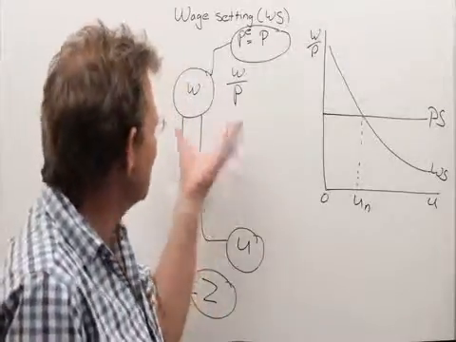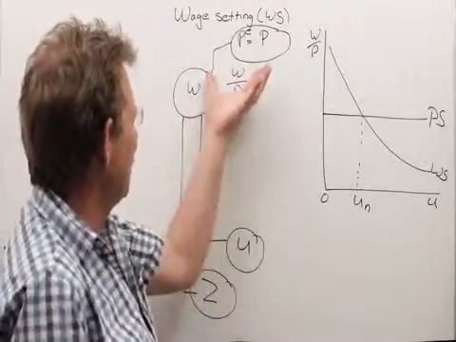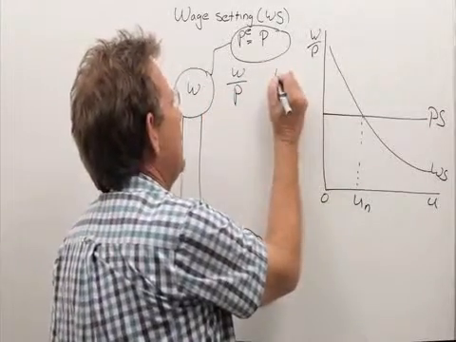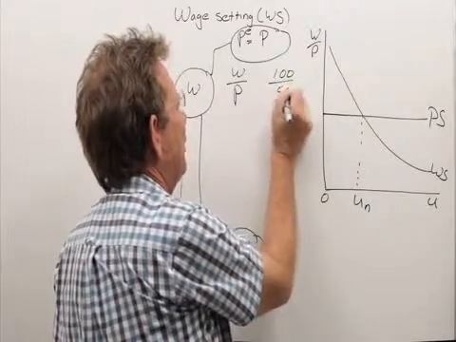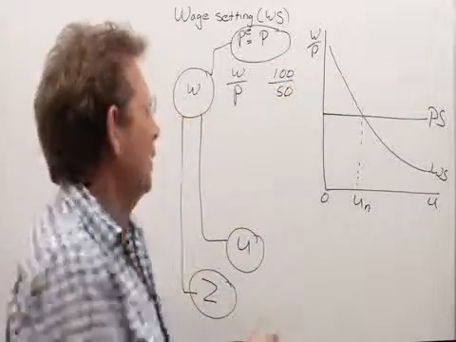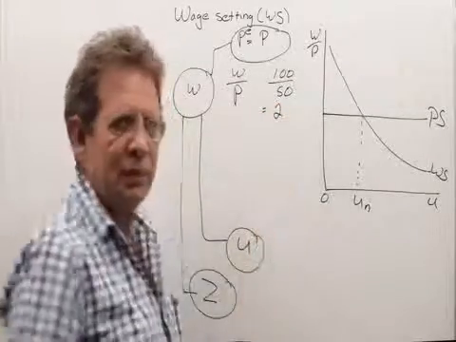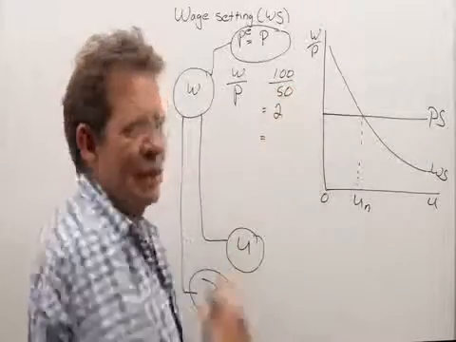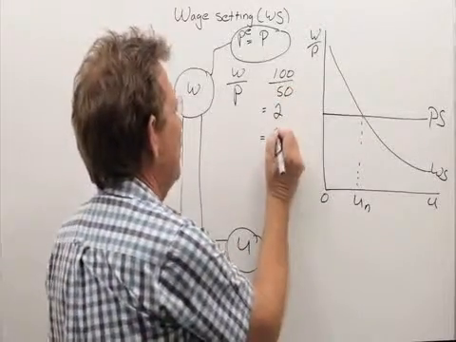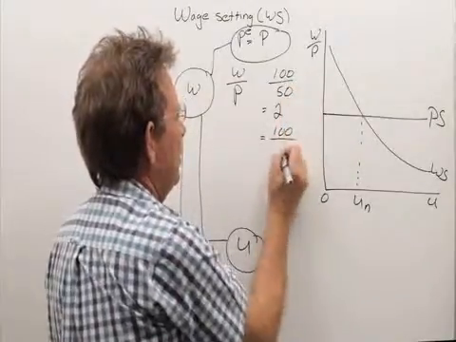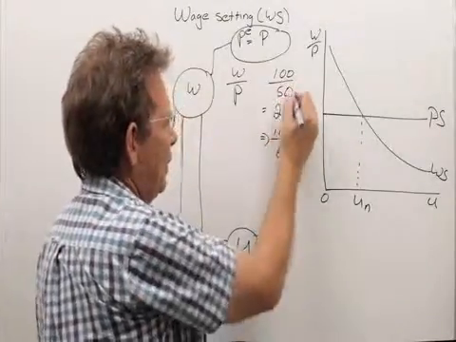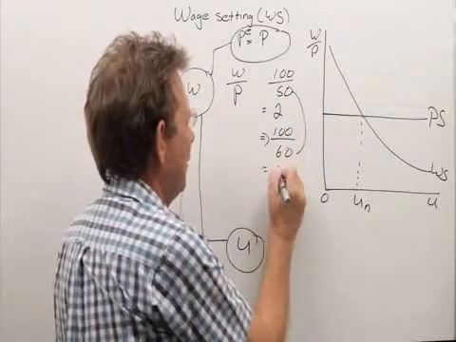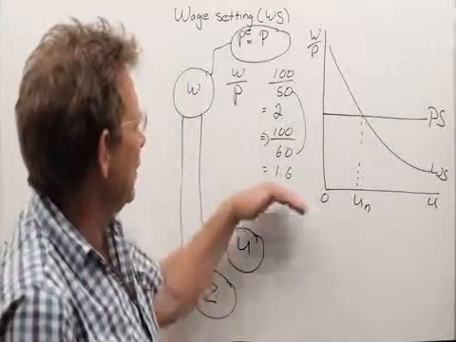Now, if you remember, the real wage will be the nominal wage divided by the price level. Let's assume the nominal wage is 100 and the price level is 50. And that means you actually can buy, say, 2 baskets of goods. If this price level increases in the economy, let's say it goes from 50 to 60, there's your increase in the price level, then you will buy less goods and services with that, probably something like 1.6 instead of 2 baskets.